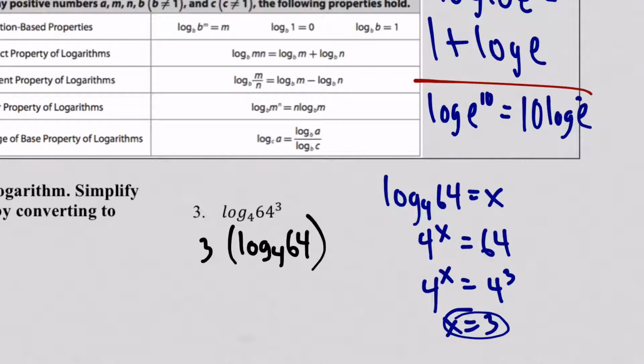Which basically tells me that what I have is 3 times 3, which is 9. All of this right here, log base 4 of 64 to the third power, is simply the number 9.